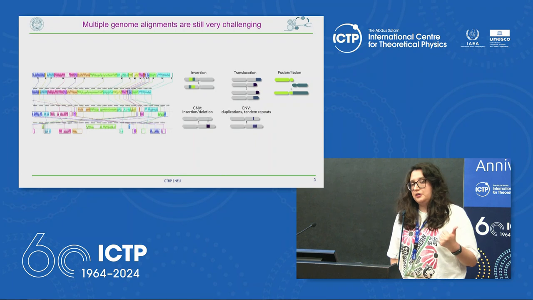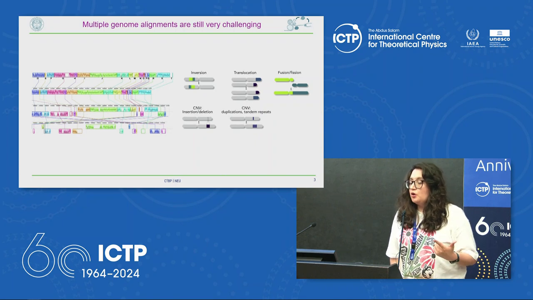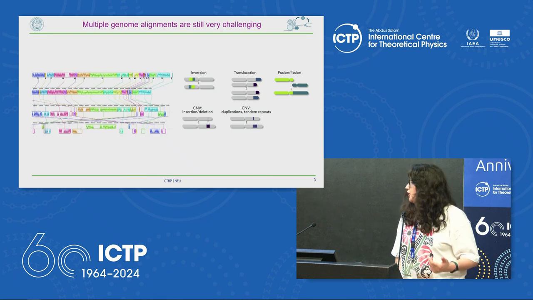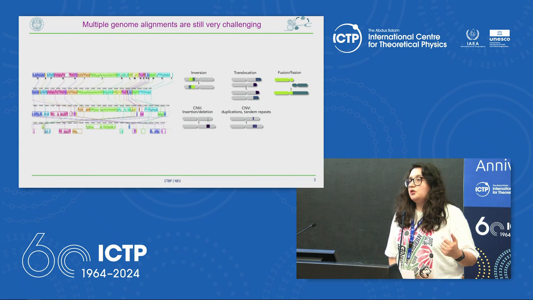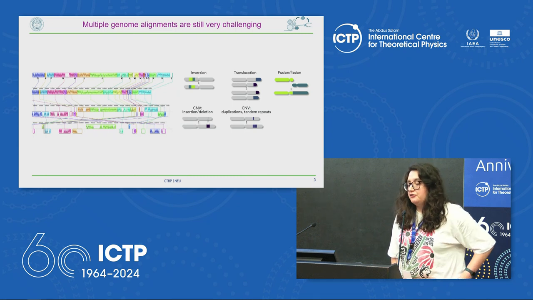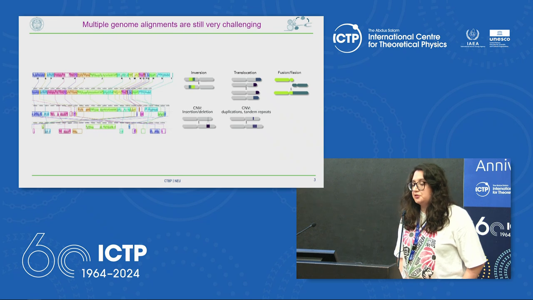We have a lot of data. The genome goes through different modifications such as inversions, translocations, and duplications. And also, inside the genome, we have different mutation rates for introns and exons.